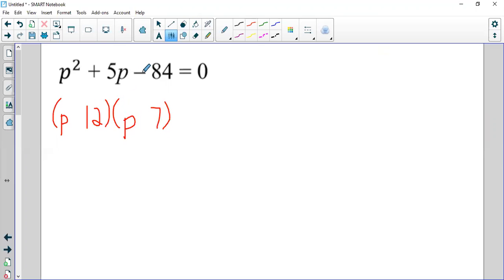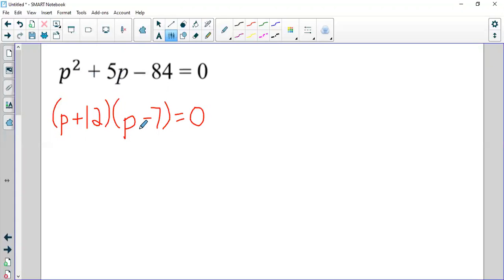And now I need different signs to make my negative 84. I need a positive and a negative on the 12 and the 7. So to determine that, I use the b value, which is a positive 5. And since the b is positive, the larger of these 2 factors must also be positive. And therefore the 7 is my negative. And that factoring is equal to 0.